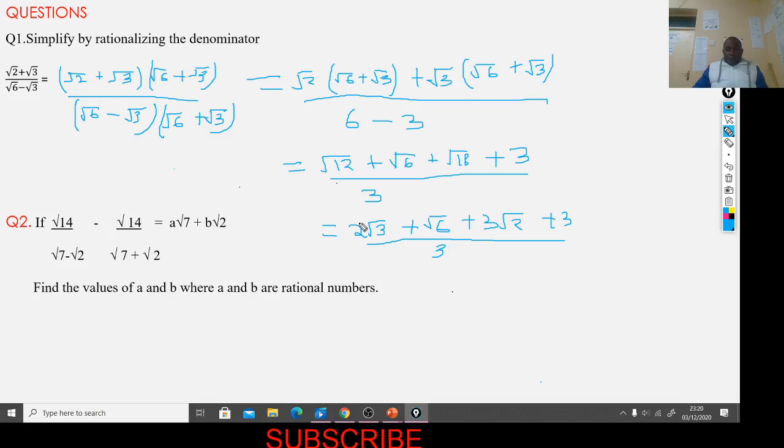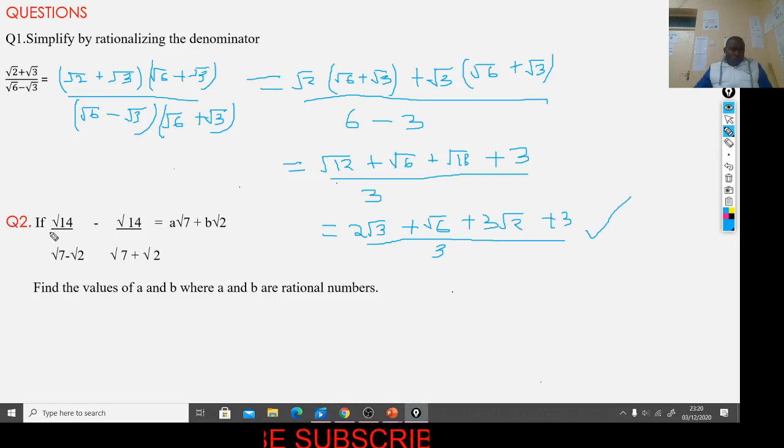If you want, you can separate so that you have 2 over 3 root 3 plus a third root 6 plus 3 and 3 will cancel, will be plus root 2, then plus 1 if you wanted. But even if you leave at this point, you are correct. So that is how we simplify.